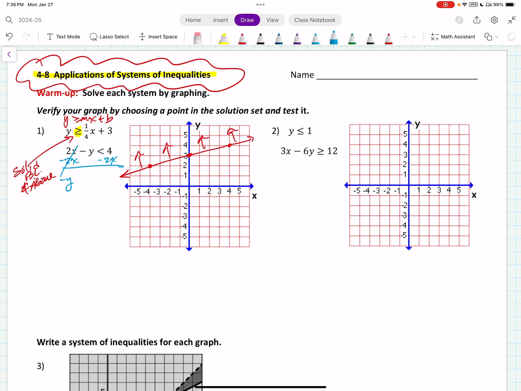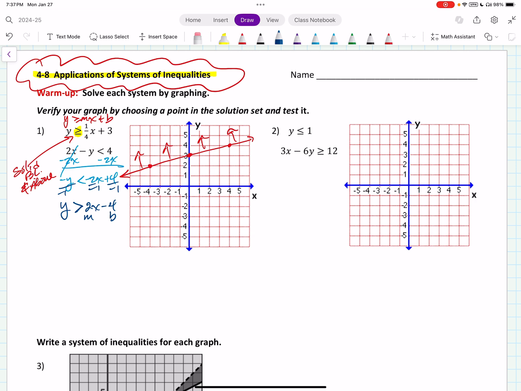Okay, and I get negative y is less than negative 2x plus 4. I'm going to divide everything by negative 1, everything here, all three terms. What do we get? We get y greater than. We have to switch the inequality when we divide by a negative. Negative 2x divided by negative 1 is 2x. 4 divided by negative 1 is negative 4. So I have the slope and the y-intercept there.